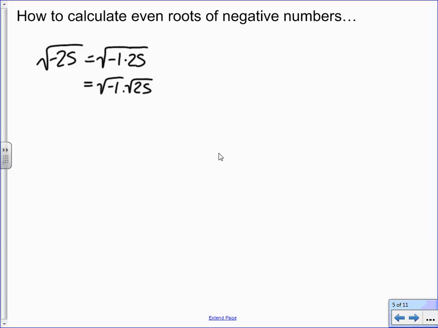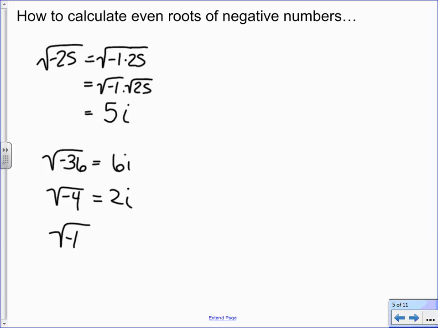What is the square root of negative 1? I. And what is the square root of 25? So the answer is 5i. Now you probably won't do all this work for every problem. If I do the square root of negative 36, it is 6i. The square root of negative 4 is, tell me, 2i. The square root of negative 100 is 10i.